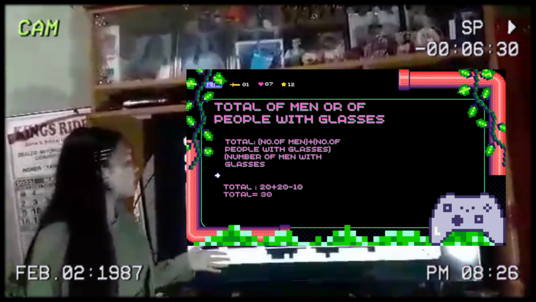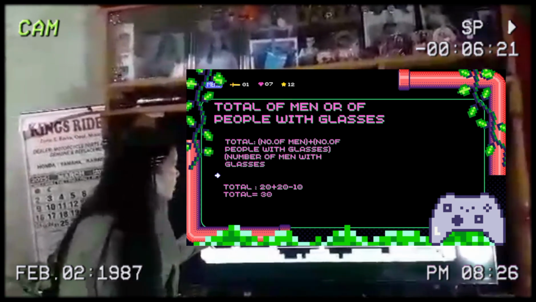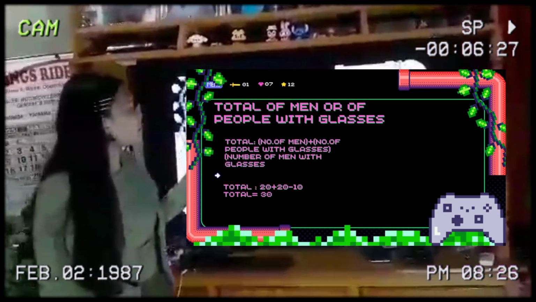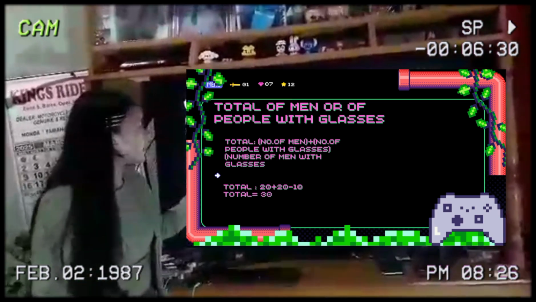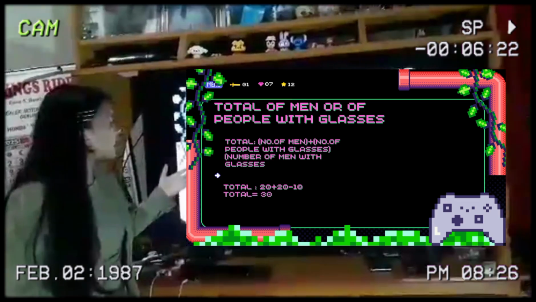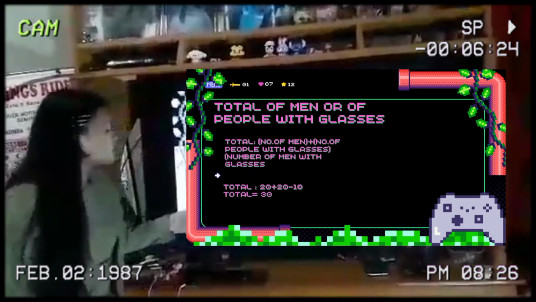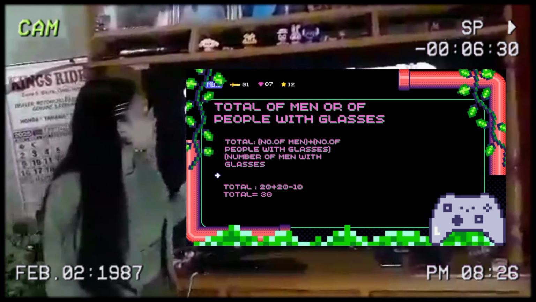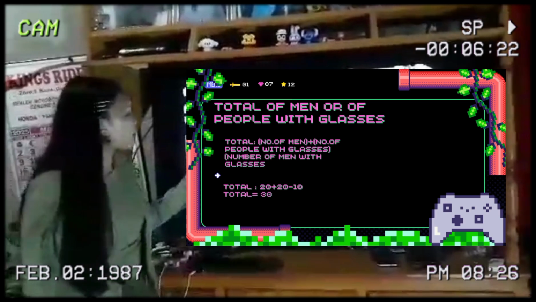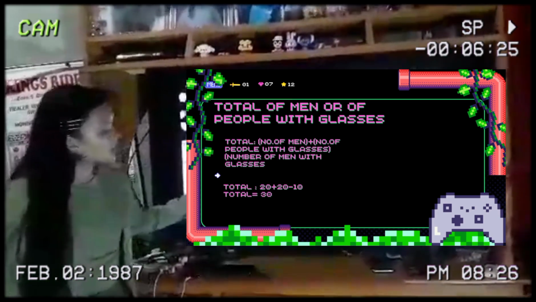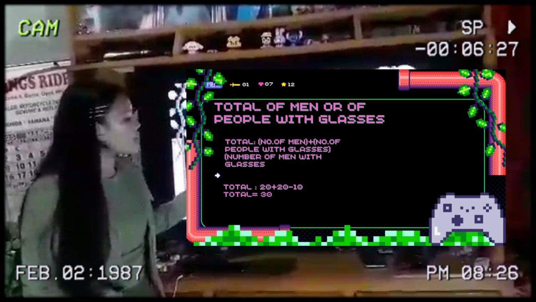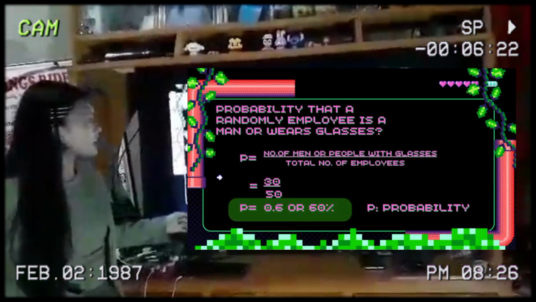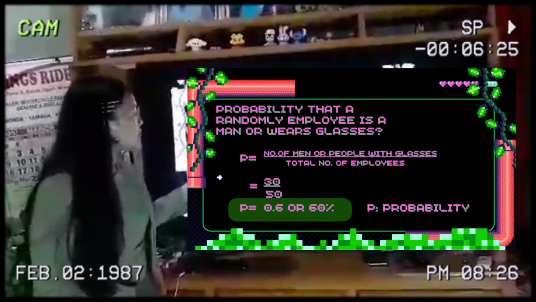So, we will add the number of men plus the number of people with glasses, then subtract the number of men with glasses. The number of men is 20, the number of people with glasses is also 20, and the number of men with glasses is 10. So 20 plus 20 minus 10 is equal to 30.